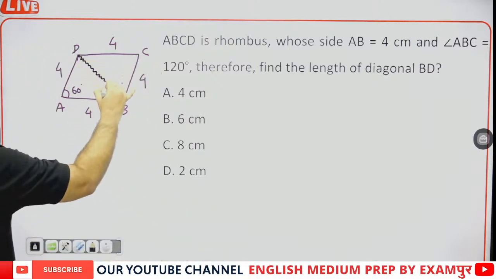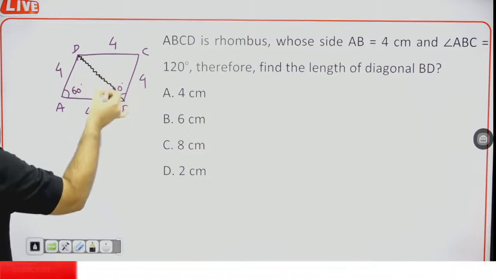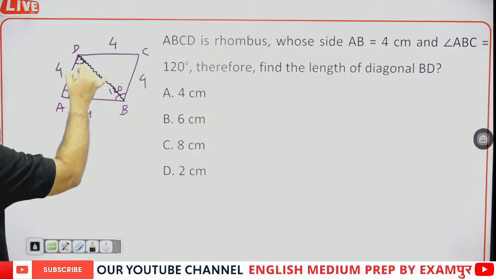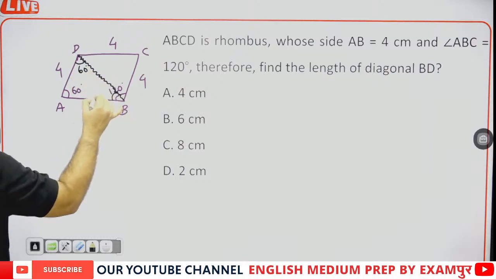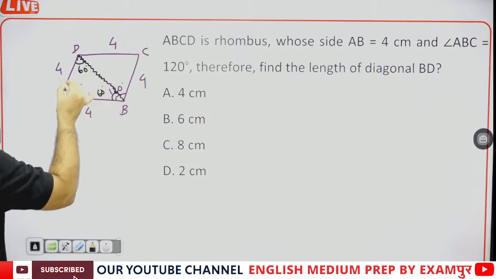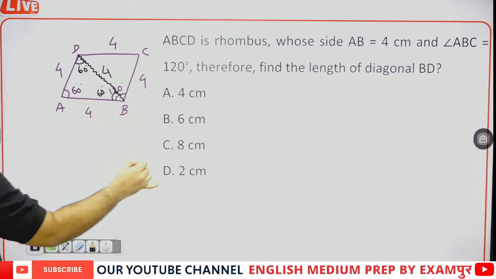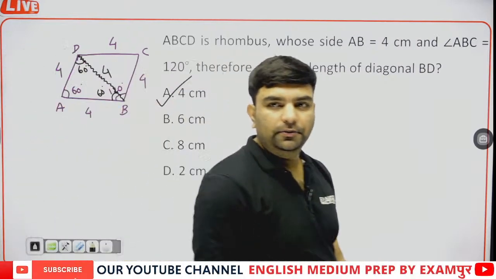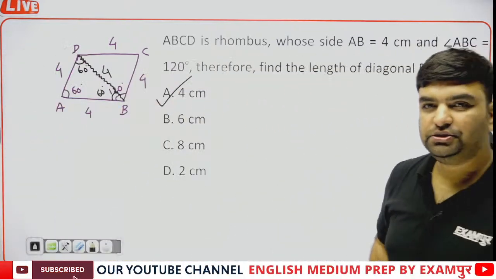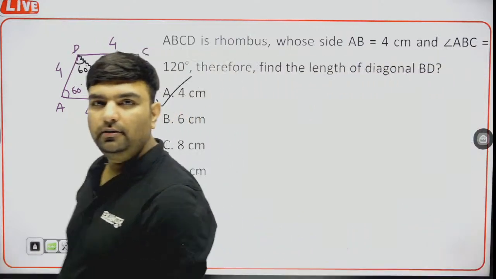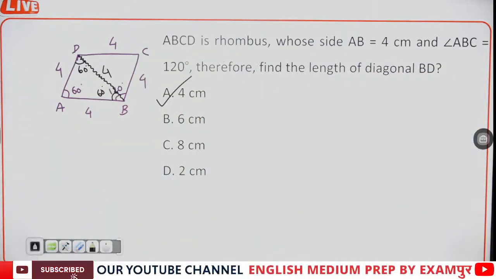Join the diagonal BD. So 60, two sides equal, 60 each. It's an equilateral triangle, 4, 4, 4. Repetition of concept.